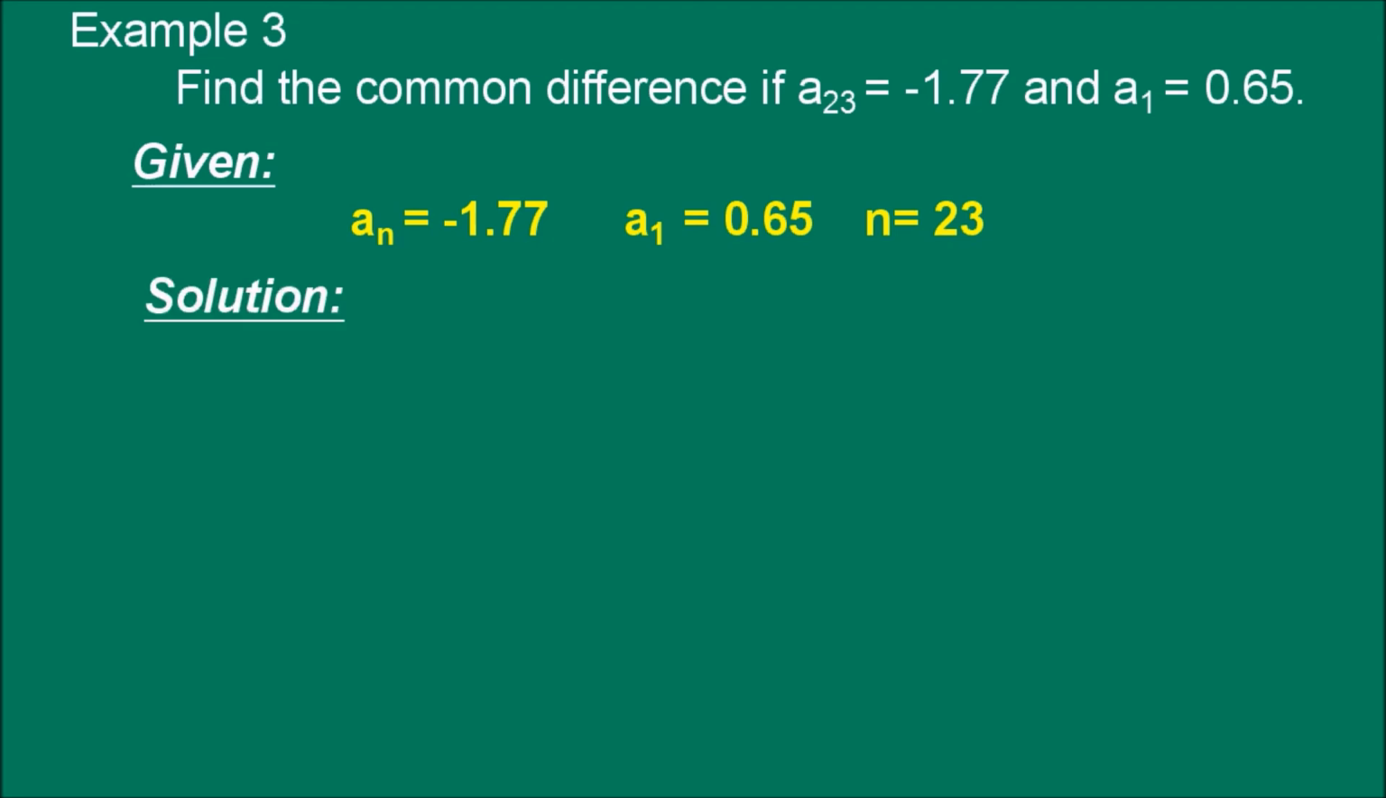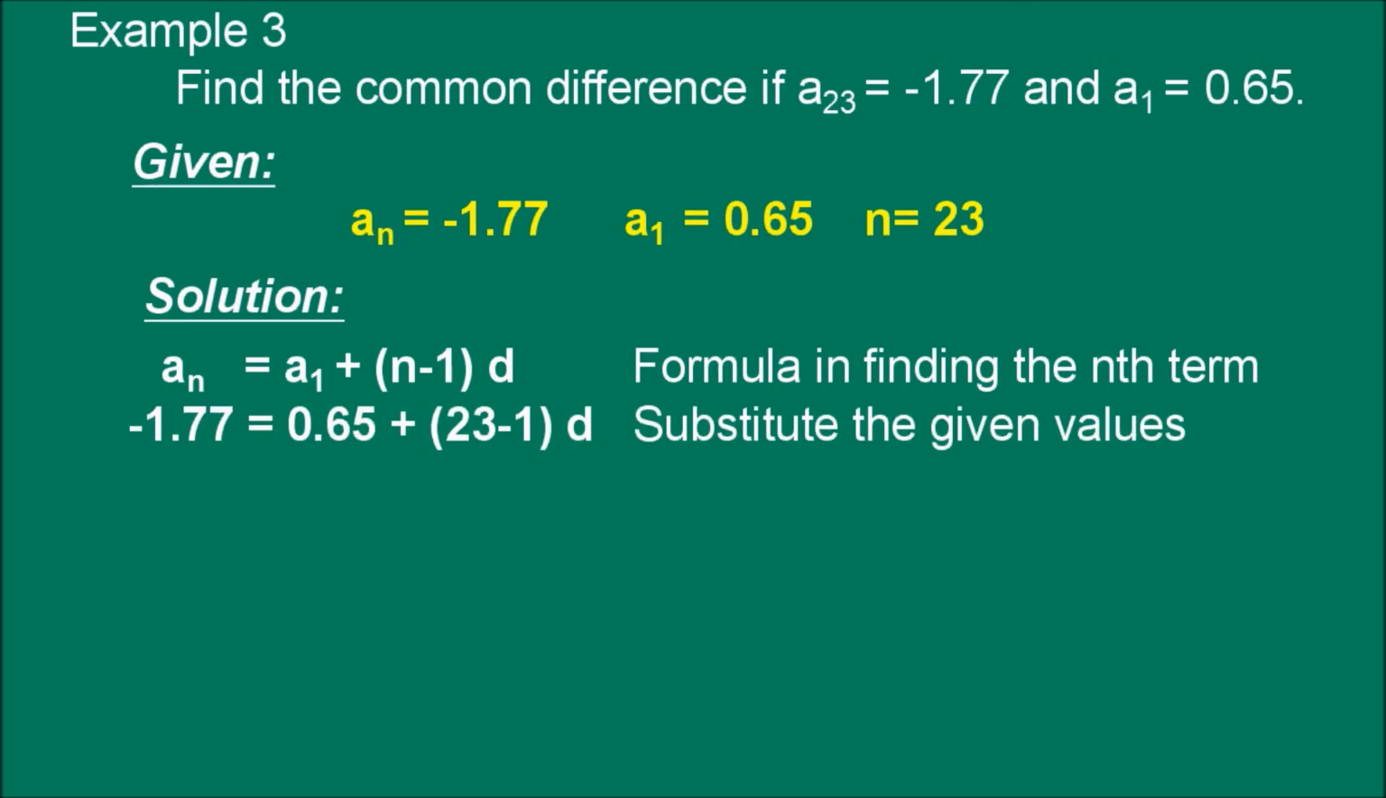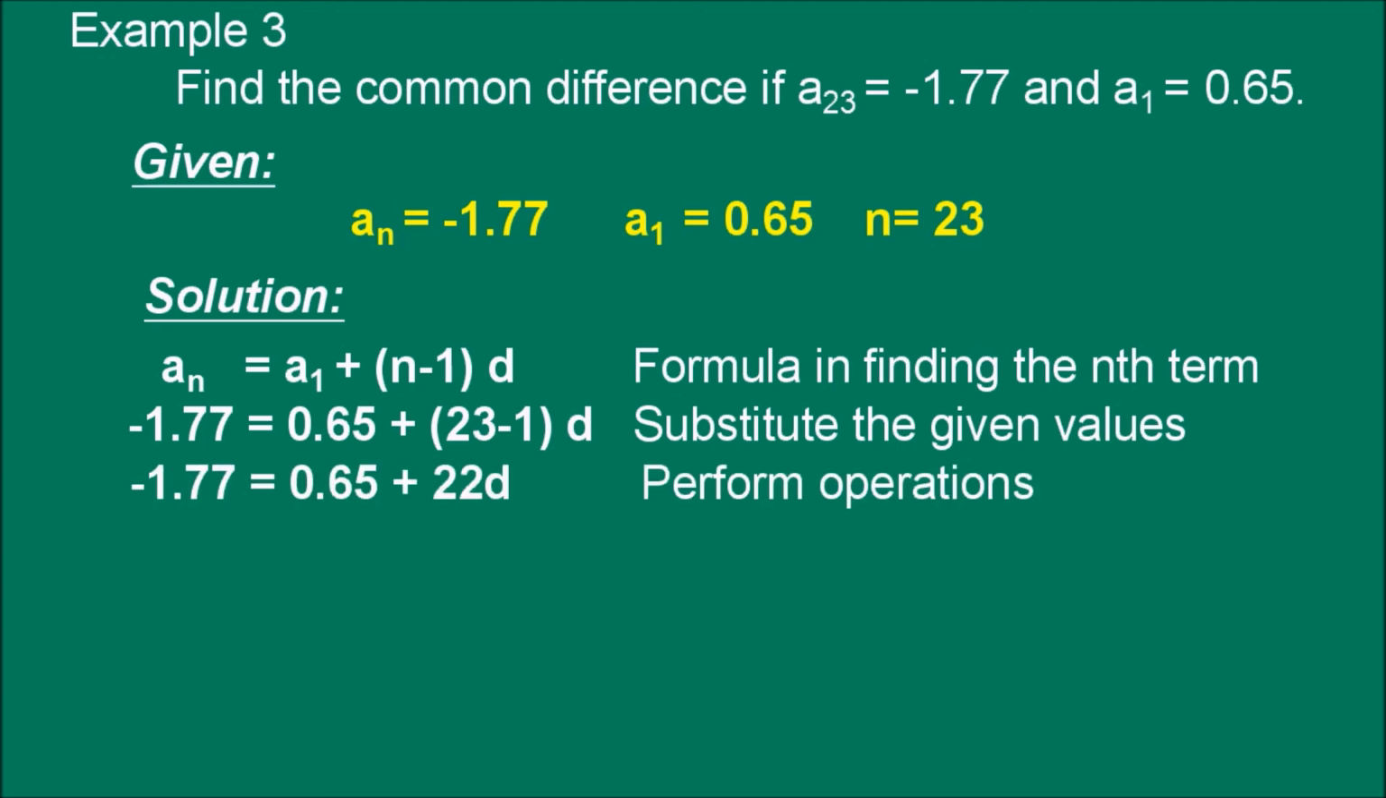And for our solution, again, we will use the formula in finding the nth term. A sub n is equal to a sub 1 plus n minus 1 times d. Next is to substitute the given values. Negative 1.77, which is the nth term, is equal to 0.65, the first term, plus the quantity of the term number 23 minus 1 and the common difference d. Next is to perform operations. Negative 1.77 is equal to 0.65 plus 23 minus 1, which is 22, times d, or 22d.